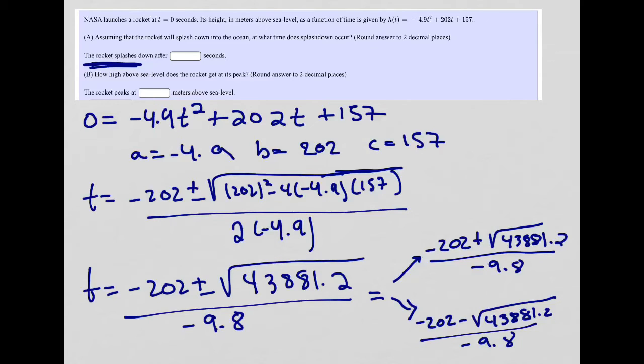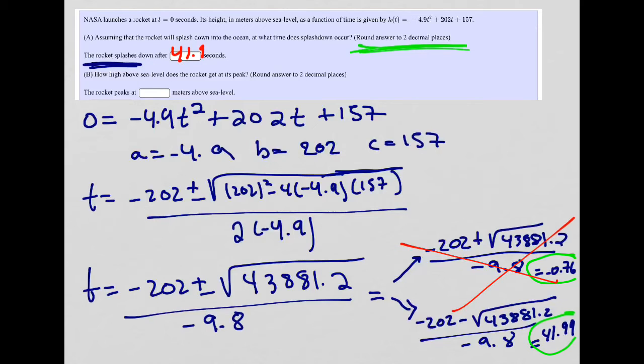Okay. So once I put both of them in the calculator, I get negative 0.76 after rounding to 2 decimal places, and then I get positive 41.99. Of course, we all know that we cannot use the negative one because we're dealing with time. So we're going to put 41.99 for the first part.